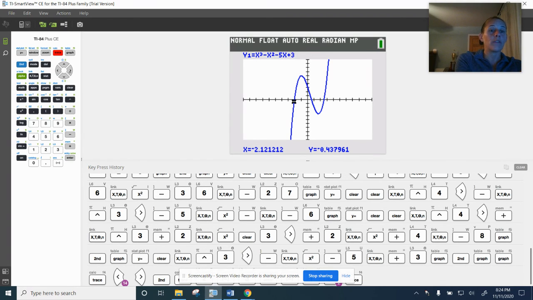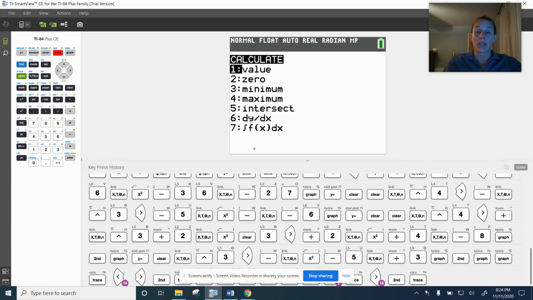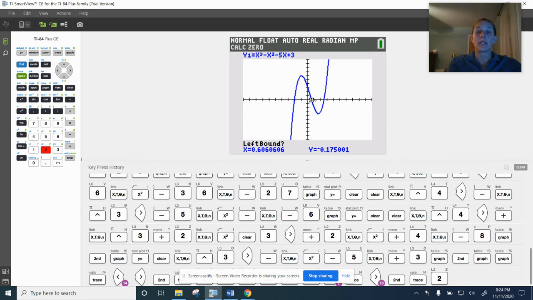So if I was moving my cursor along, I'm just using the normal trace feature right now, but I can get to 0.6. If I hit my arrow one more time, I get to -0.1, but still not exactly on 0. So I'm going to use my second trace function here. So second trace, I'm going to get my calculate menu. I want to identify another 0 of this polynomial. So I'm going to press number 2. And now I'm going to give the calculator new parameters to work with.